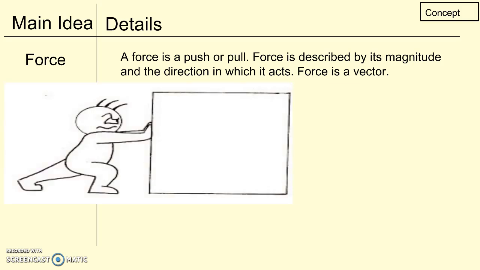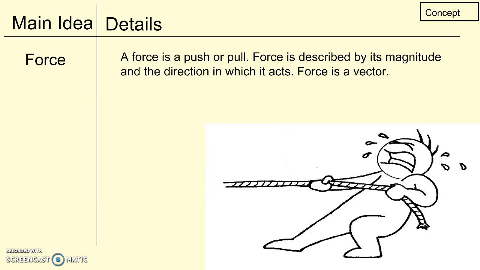So in this image here, we have a man pushing a box. He is applying force to the box by pushing it. In this picture here, we have a man pulling a rope, so he is also applying a force, but this time he is pulling instead of pushing.